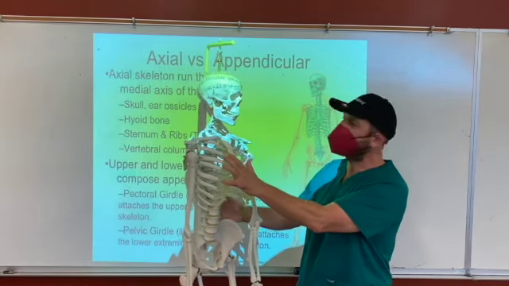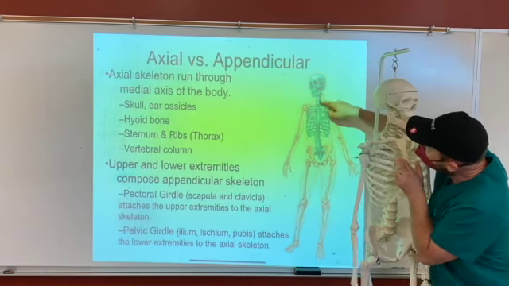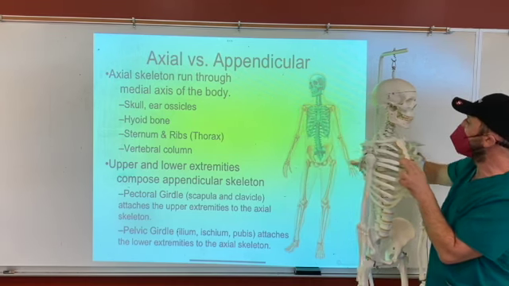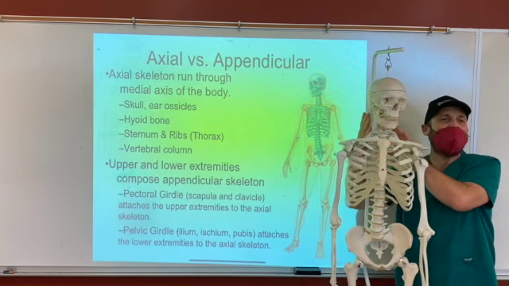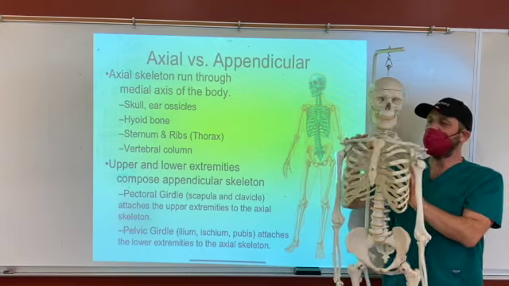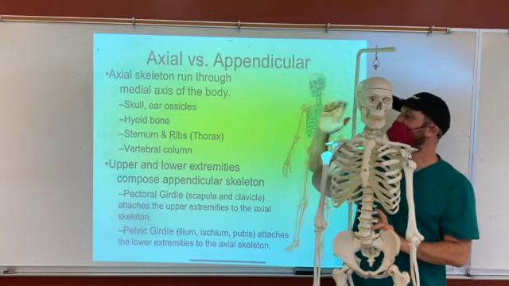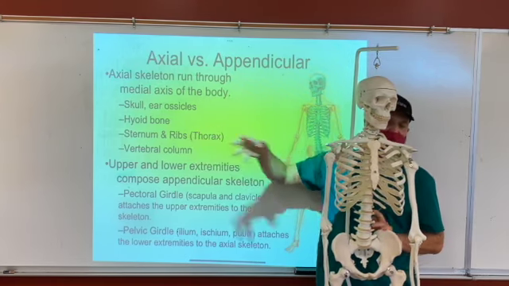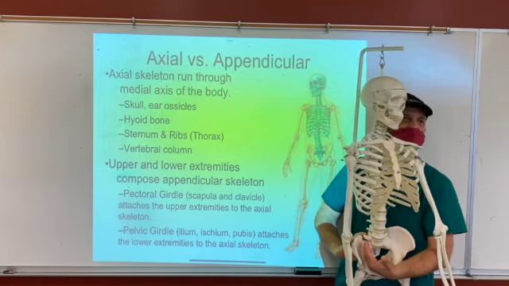If you look at the skeleton as a whole, we have an axial skeleton, which is the blue stuff here, and we have an appendicular skeleton, which is more the brown stuff here. The axial skeleton is like the midline, the axis of the body. That is the vertebral column, the skull, the hyoid bone, and then the thorax, the rib cage, and the breastbone. All of that in the midline is the axial skeleton.